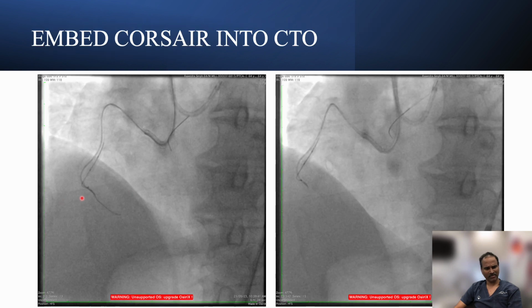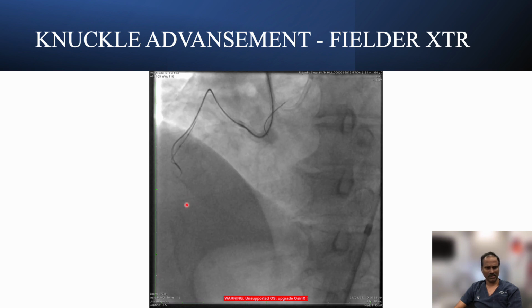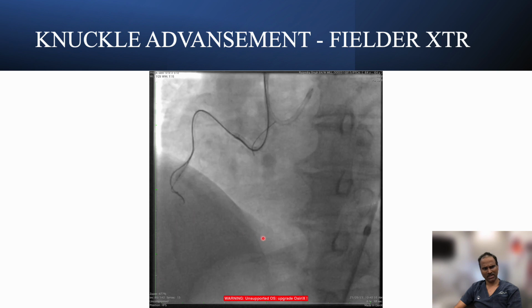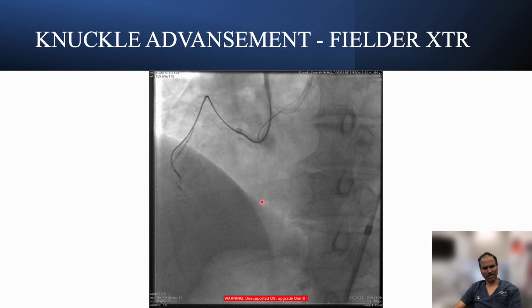And once it is confirmed, we advanced Corsair into the CTO segment. We are embedding Corsair into the CTO segment here, and after embedding, inflate the balloon. This is a 3.5 balloon to trap the microcatheter, and then remove the wire from Corsair, and then knuckle. So we used Fielder XTR here. Take Fielder XTR and advance the knuckle till it crosses across the loop.